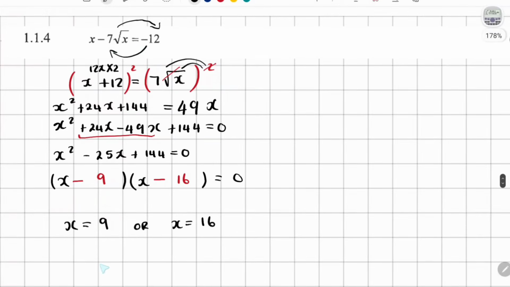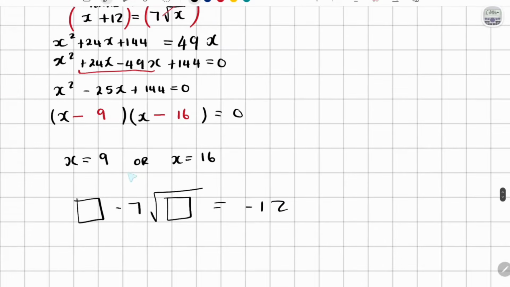So you can take your equation as it was. In place of x, I'm just going to put nothing. So x is going to go here, minus 7 the square root of x, is equal to negative 12. Okay, and I'm going to substitute these two values. First of all, 9 into this equation, just to see if the right hand side really is equal to the left hand side.